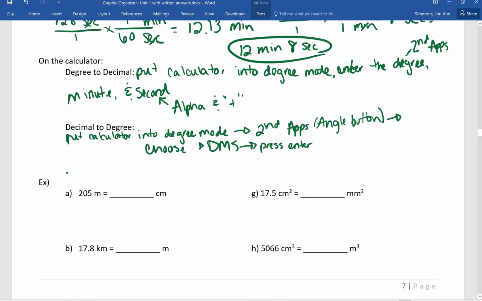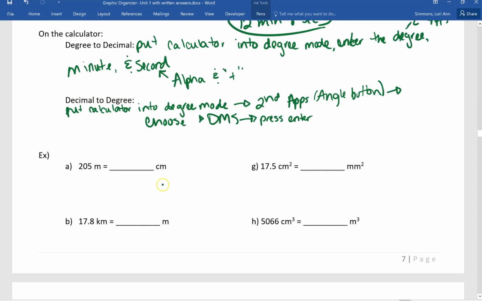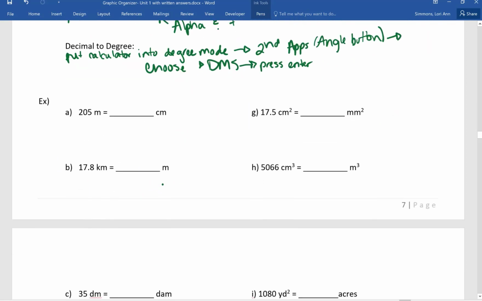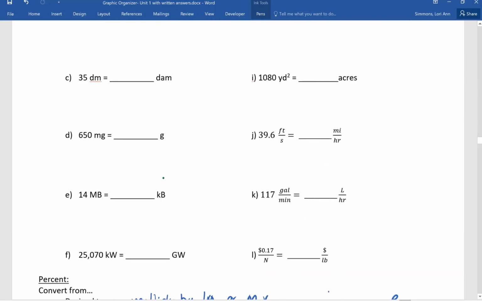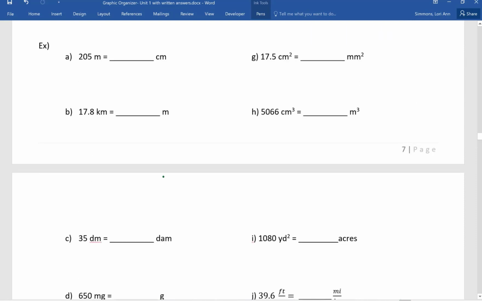Moving on to some practice for conversion. So if you are feeling comfortable with the conversions, you can stop and try these next examples on your own and then see if you have the right answer.